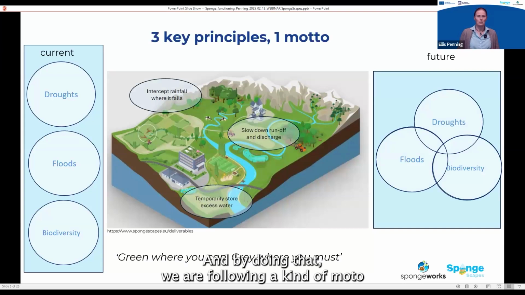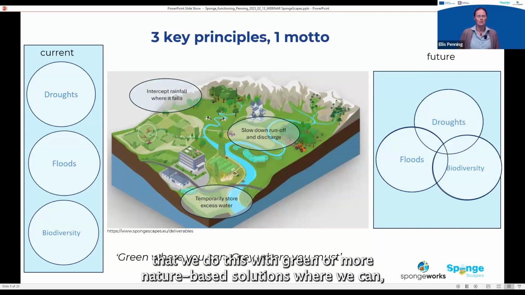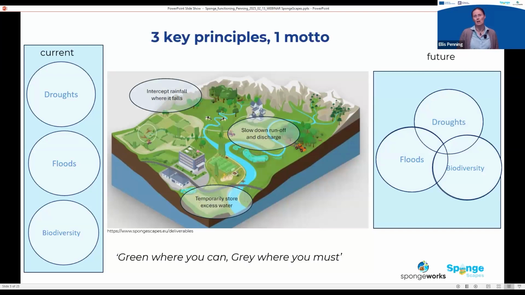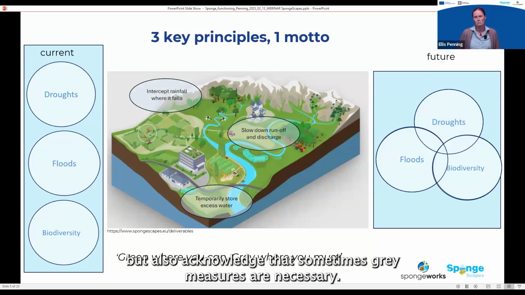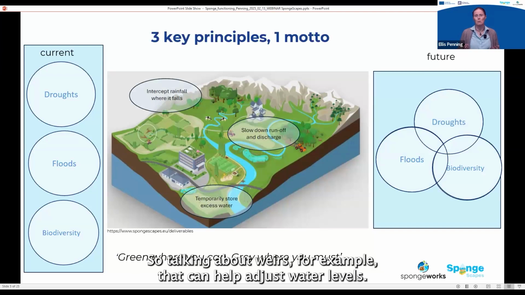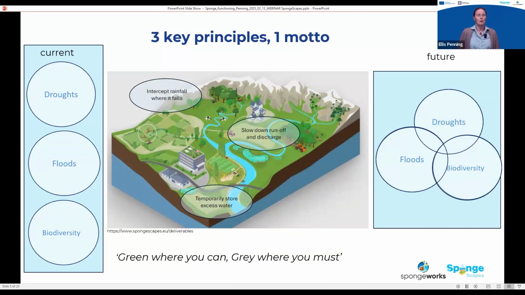And by doing that, we are following a principle or like a motto that says, can we do this with green or more nature-based solutions where we can, but also acknowledge that sometimes gray measures are necessary. So talking about weirs, for example, that can help adjust water levels.